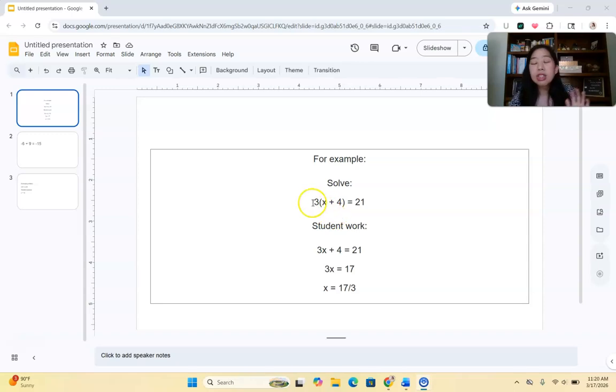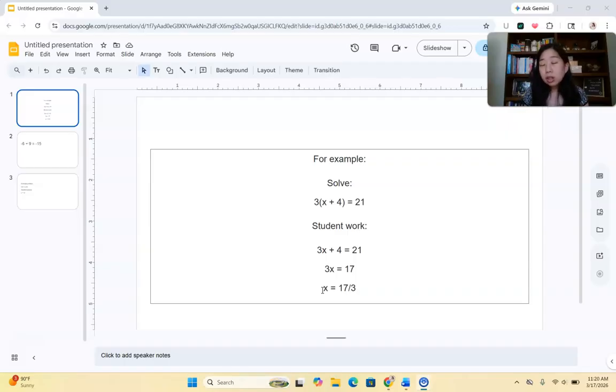3 times x plus 4 equals 21. The student work ends up being 3x plus 4 equals 21. Then the student subtracts 4 from both sides, and they get 3x equals 17, and then the answer is 17 over 3. Sounds good to me, right? This looks good, right? So we want to ask students, okay, what mistake did the student make? Is there a mistake, and what is the mistake? And then what should they have done instead? What is the correct solution?